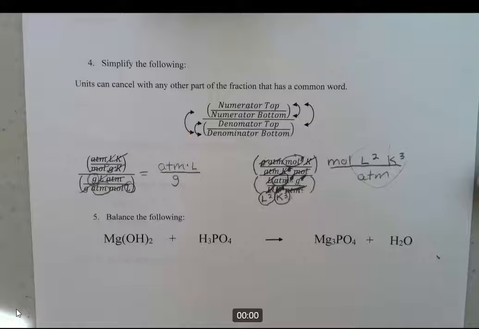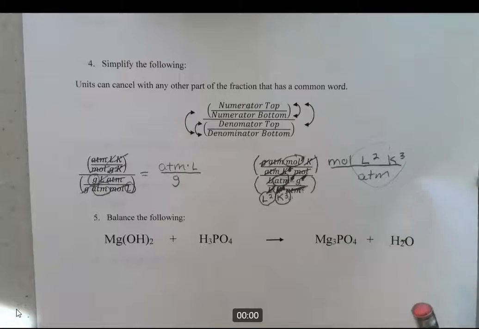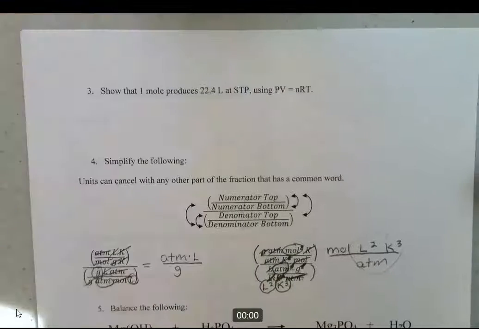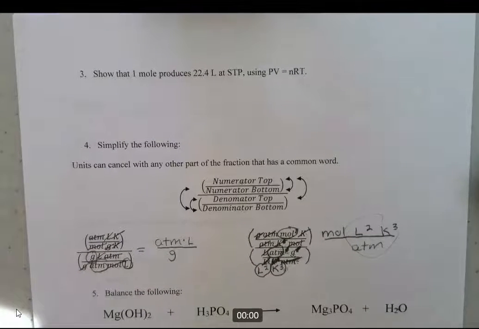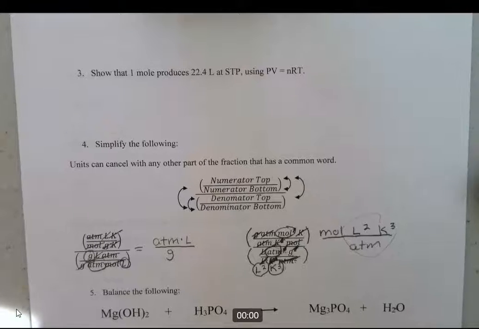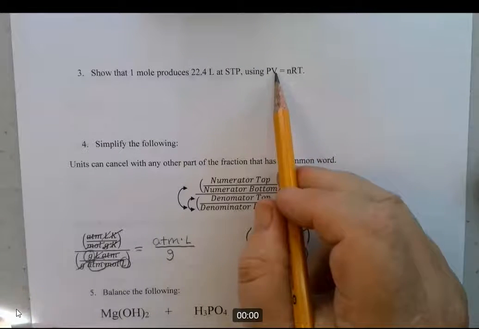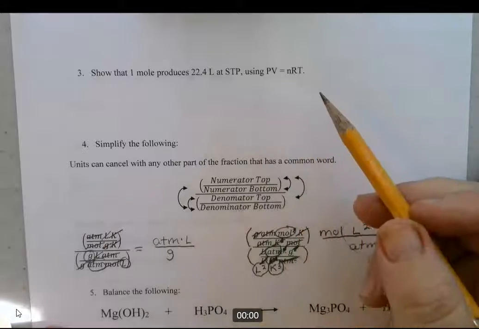So these are way more complicated than any you're going to get, but in this next problem right above, you're going to see how this canceling works. Okay, so I want you to just show that 1 mole at standard temperature pressure is going to be 22.4 liters using the formula PV equals nRT. So let's go ahead and do that.